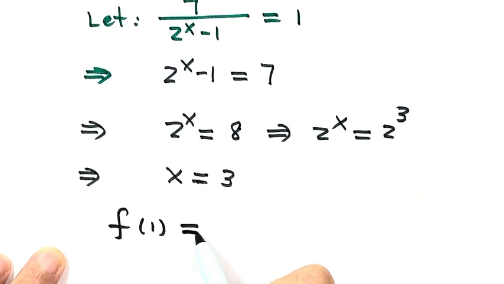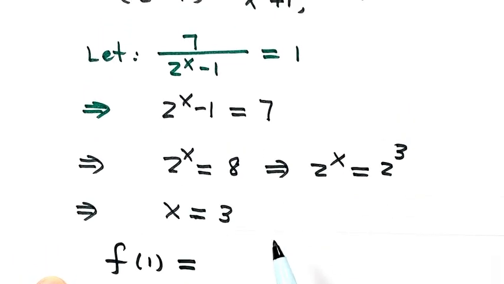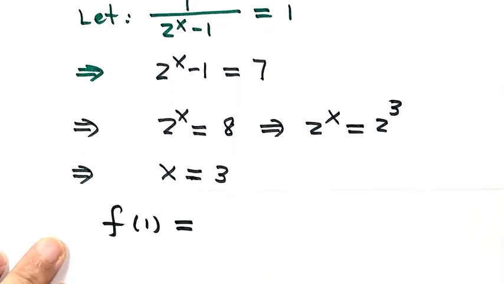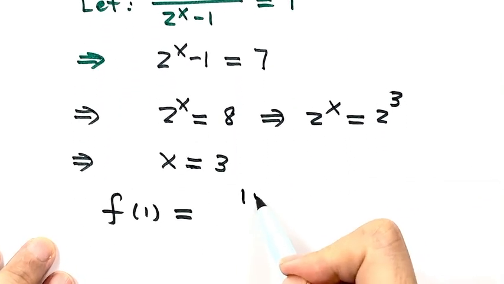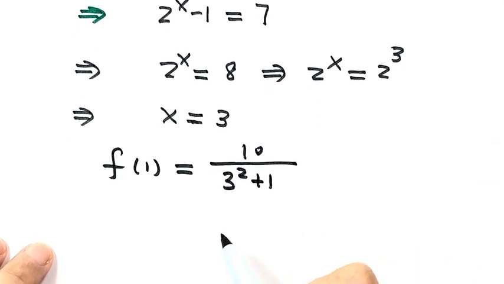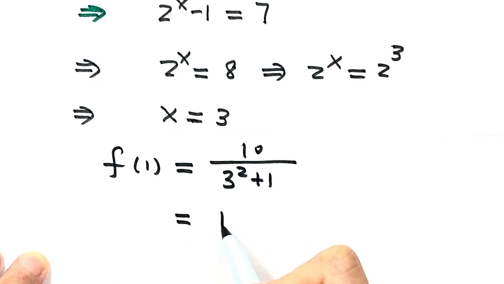So now let's see what is f of 1. So then f of 1 just use 3, replace x here. So then here on top, that's a 10. On the bottom, that's a 3 squared plus 1. The bottom is 10. Then simplify, that's 1. So 1 is the answer for this question.